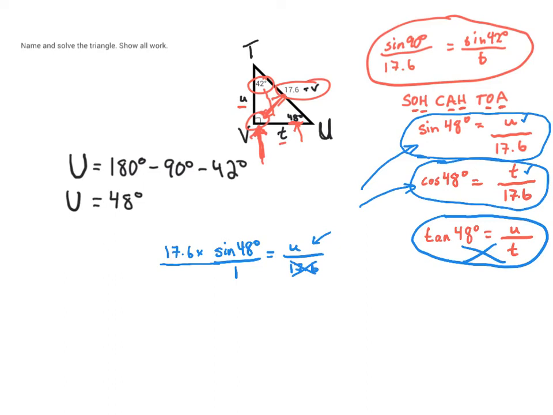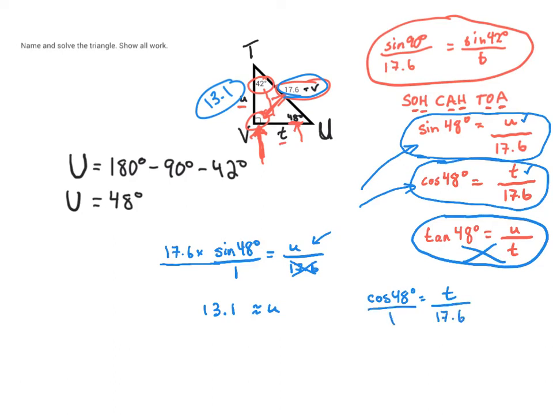And that is going to be 13.1 approximately. That's what U equals. So 13.1. Now we could actually use Pythagorean theorem if we want, or we can use cosine. So you can say cosine of 48 degrees is equal to T over 17.6.